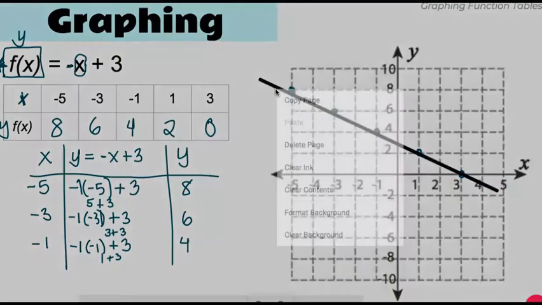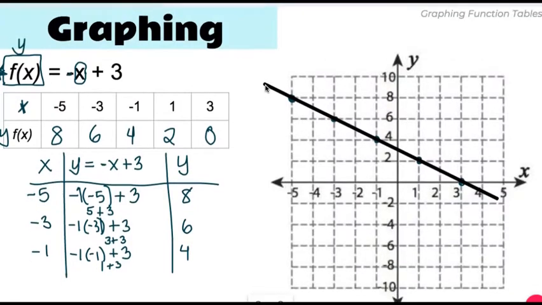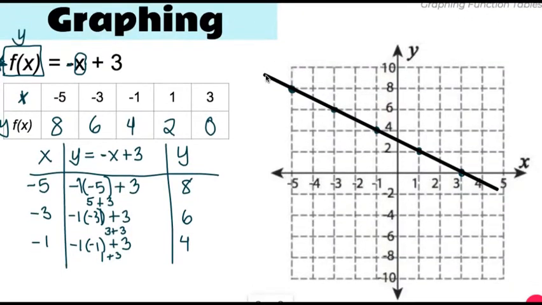Connect your points. And it should make a line. Now you do want to include arrows at the end of your line because this is going to go on forever. So remember, we connect these points because just because it's not on our table doesn't mean it's there. There are actually ordered pairs in between along this entire line. So many ordered pairs that together they make a line.